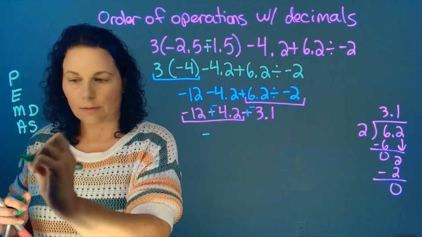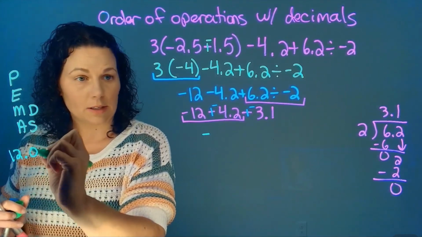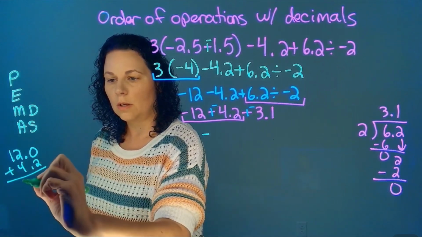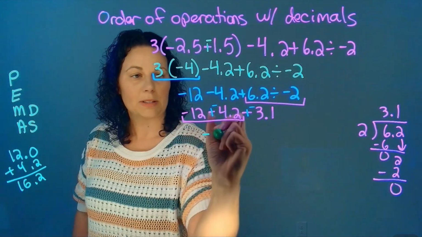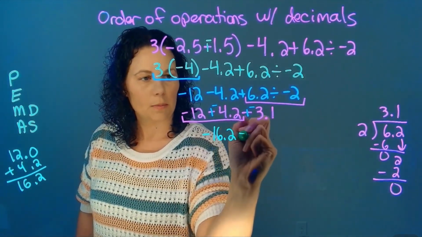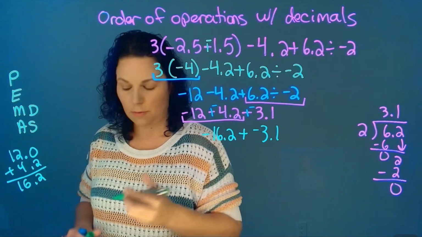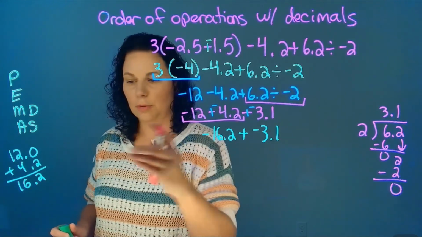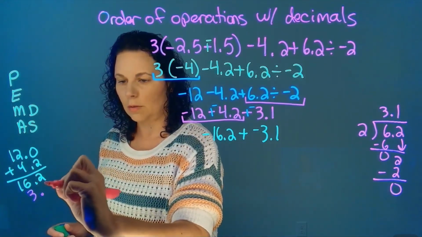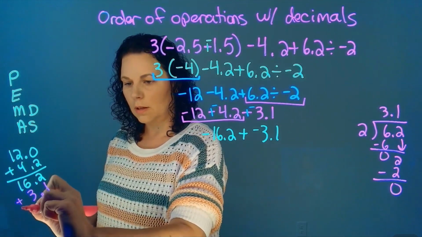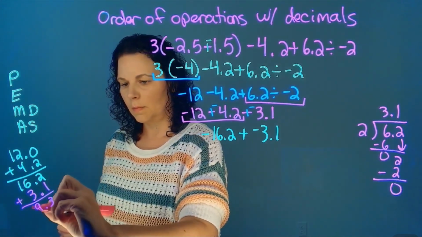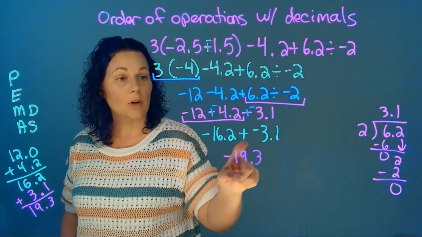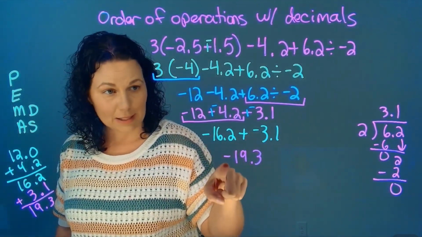So let's see if I can make it fit over here. 12.0 plus 4.2 is going to give me 16.2, but it's a negative. And then bring down the negative 3.1. Okay, so now my last step is I've got negative 16.2 and I've got to add negative 3.1. Make sure you line up all your decimals. Negative 19.3. And I knew it was a negative. When I'm adding and the signs are the same, I keep the sign.